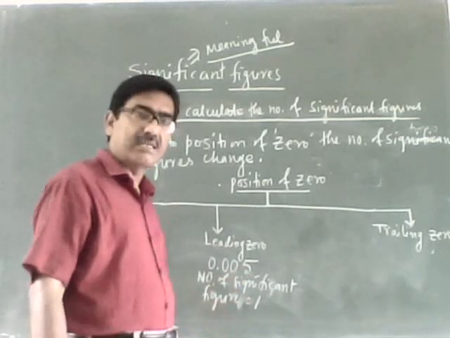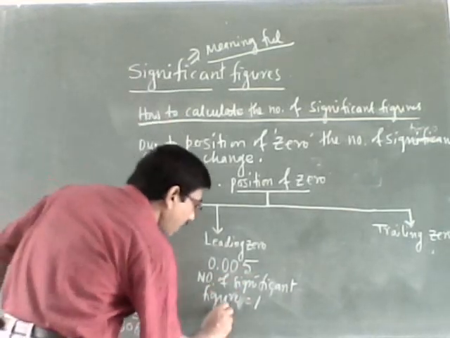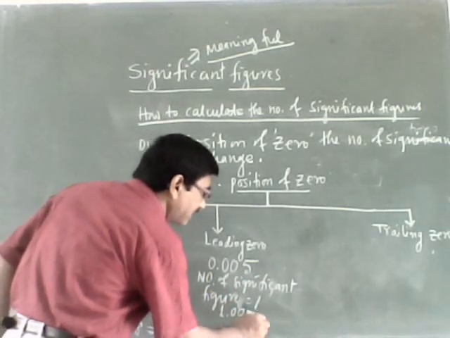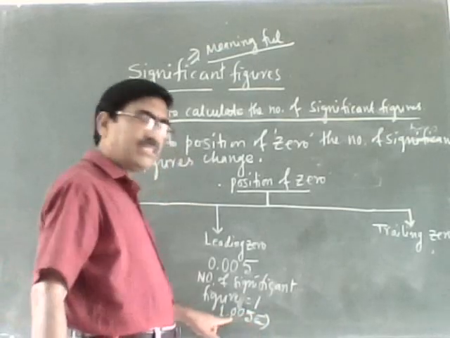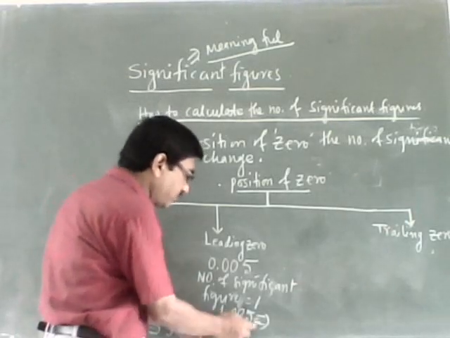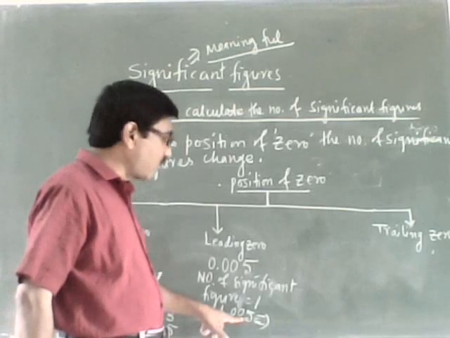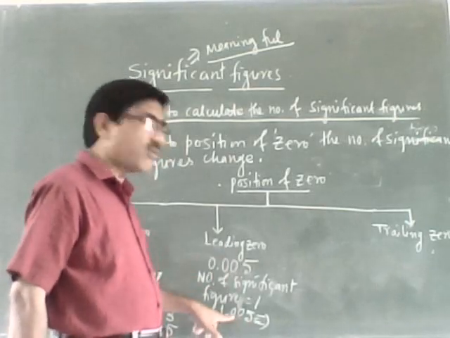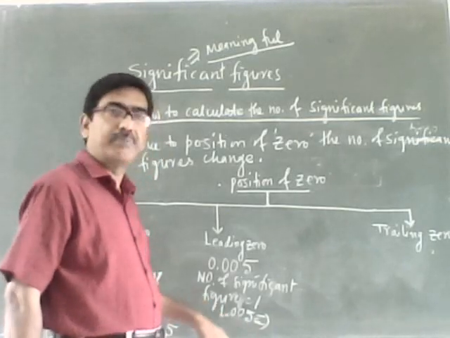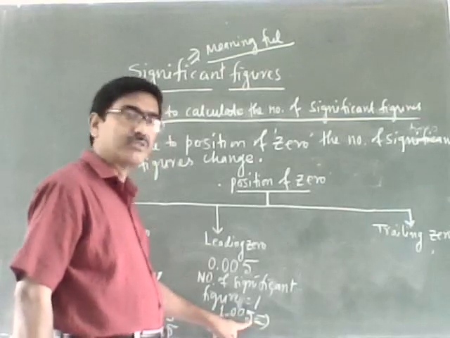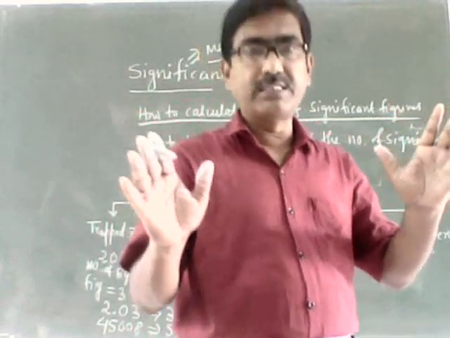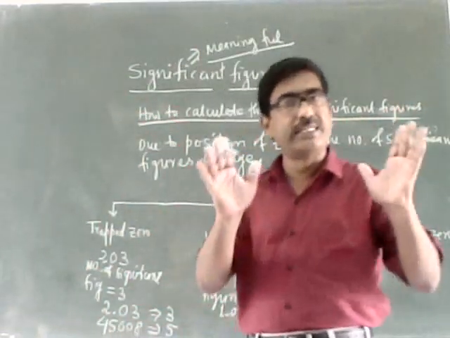You can take another example. Suppose 1.005. So what will be here the number of significant figure? Here you see these zeros are not leading zeros because one is leading to the number. So these zeros are not called leading zeros. They are called trapped zeros. So that's why these zeros are significant. So what will be the number of significant figure here? The 1, 2, 3, 4. So number of significant figure is 4. Is it clear? What is trapped zero and what is leading zero?